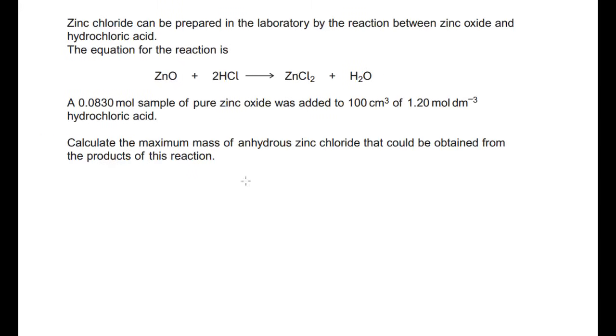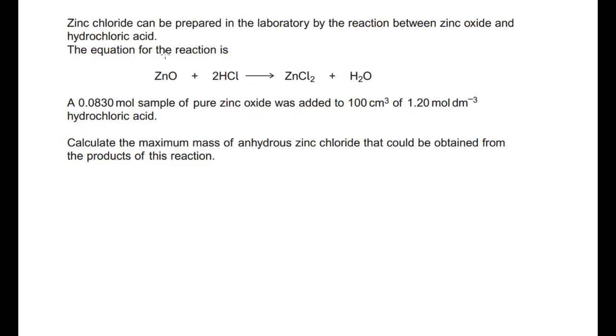So here's my question. Zinc chloride can be prepared in the laboratory by the reaction between zinc oxide and hydrochloric acid. The equation of the reaction is as follows. Blah, blah, blah. A 0.0830 mole sample of pure zinc oxide was added to 100 centimetres cubed of 1.2 mole per decimetre cubed hydrochloric acid. Calculate the maximum mass of anhydrous zinc chloride that could be obtained from the products of this reaction.